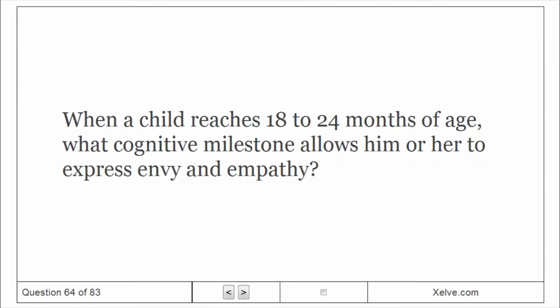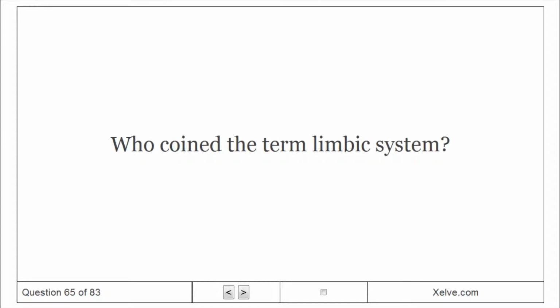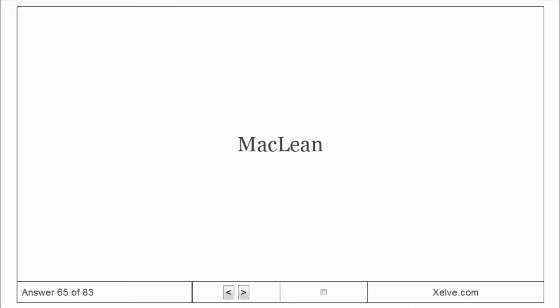When a child reaches 18 to 24 months of age, what cognitive milestone allows him or her to express envy and empathy? Objective self-awareness. Who coined the term limbic system? MacLean.